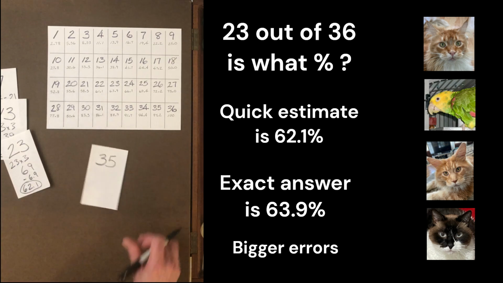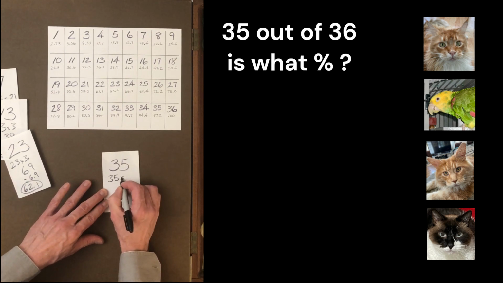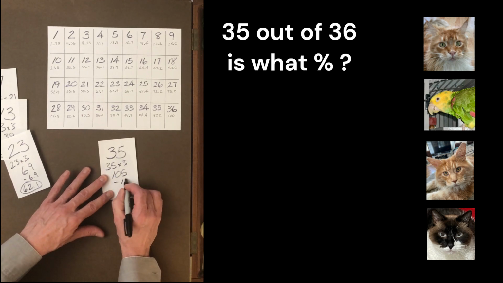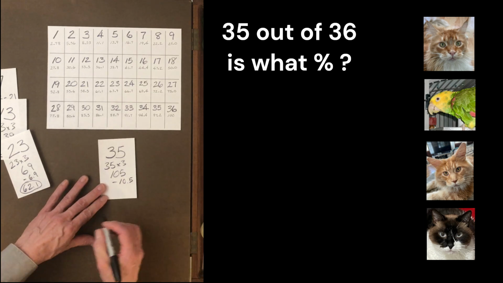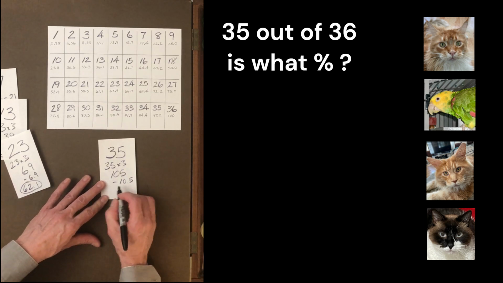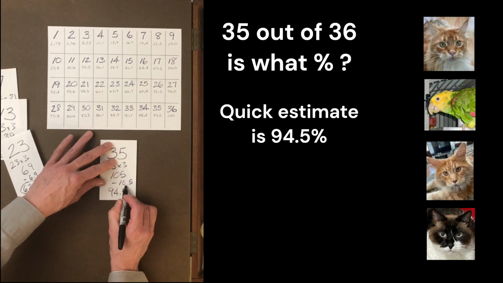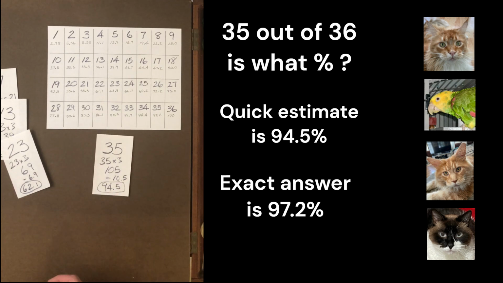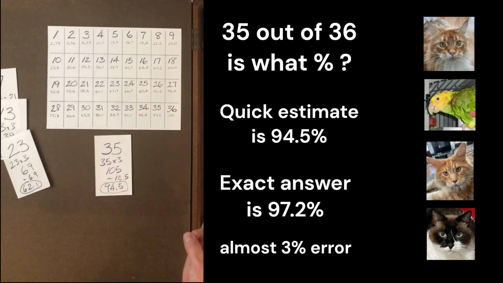One more example. Let's look at 35. 35 times 3 is 105. We're going to subtract 10%. Just move the decimal over, 10. And that gives us an answer of 94.5. And the actual answer for 35 is 97.2. Now we're off by almost 3%.